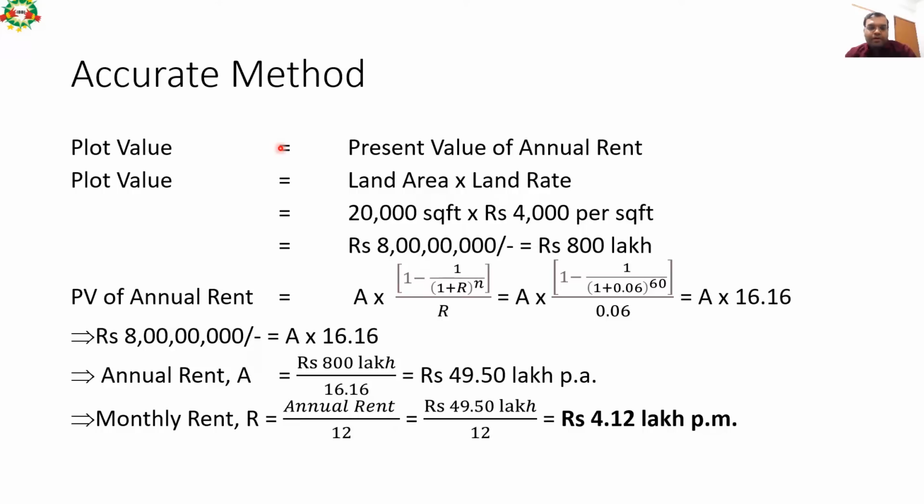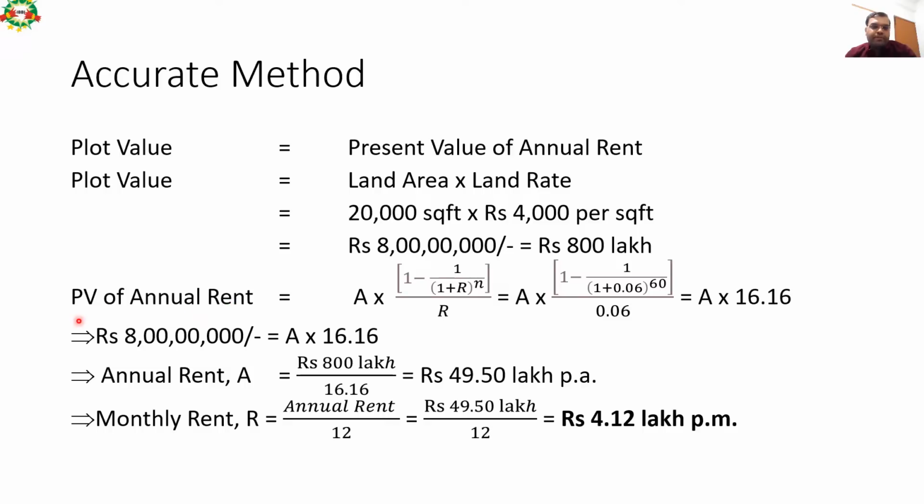As we have already discussed in previous sessions, whatever ground rent we are going to get from the plot, if we calculate the capital present value or capitalized value of that annual rent, that is the plot value. The plot value is land area into land rate. Both are given: 20,000 square feet into 4,000 rupees per square foot. So the total land value is rupees 800 lakhs, 8 crore rupees.